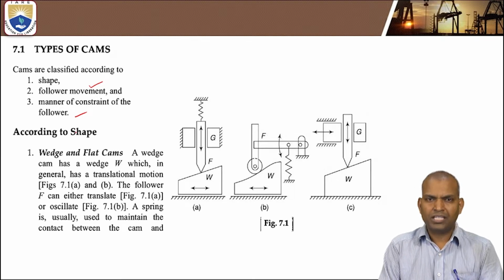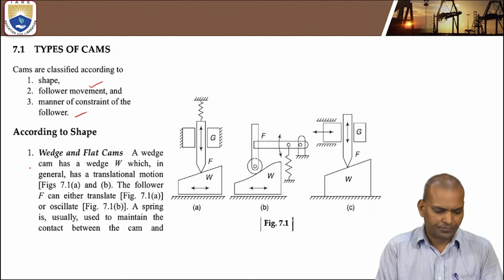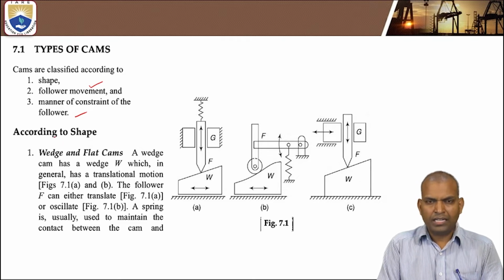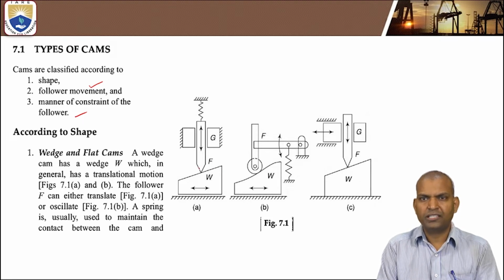Similarly, in the case of cams also, classification is based on the geometry, the follower movement, and the manner of constraint of the follower. Now, based on the shape, there are wedge and flat cams. If you observe figures A, B, C, these are wedge and flat cams, but the follower here is a knife edge follower.